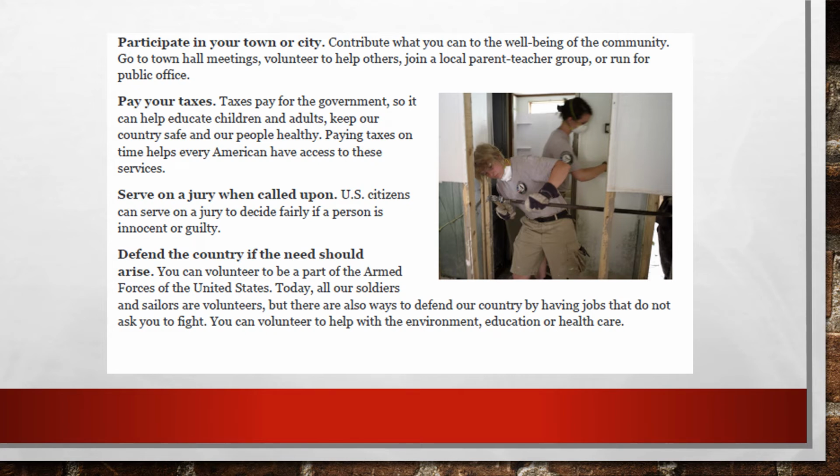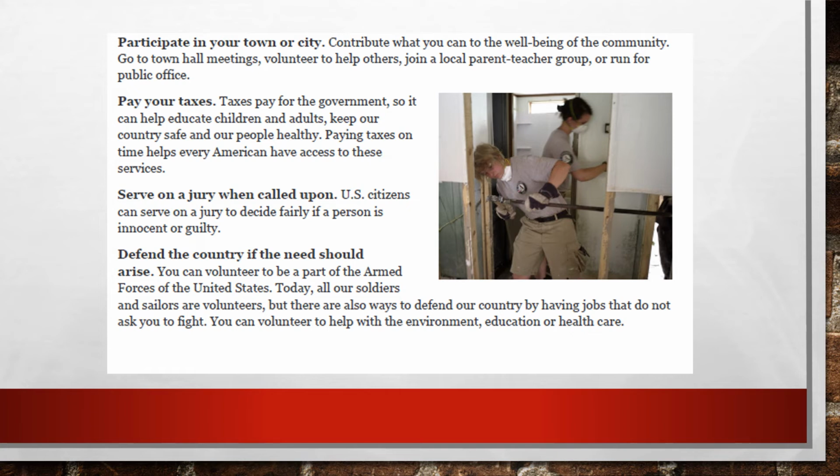Pay your taxes. Taxes pay for the government so it can help educate children and adults, keep our country safe, and our people healthy. Paying taxes on time helps every American have access to these services. Serve on a jury when called upon. U.S. citizens can serve on a jury to decide fairly if a person is innocent or guilty.